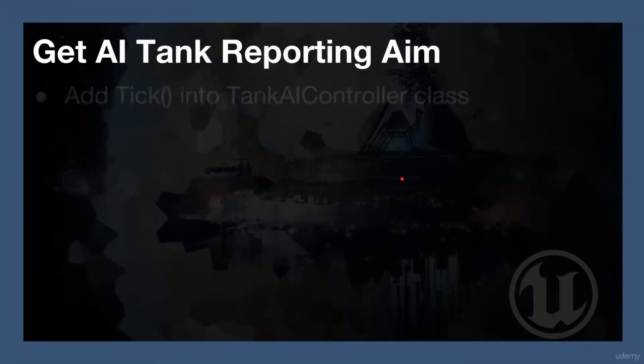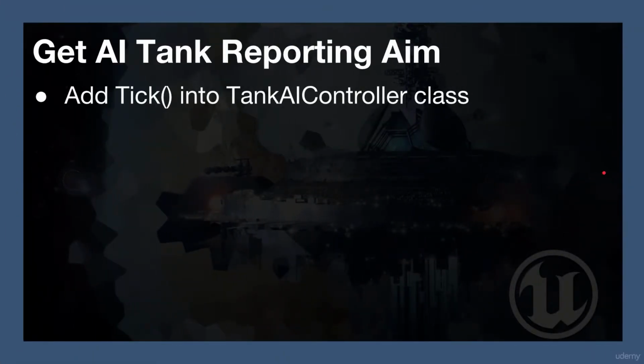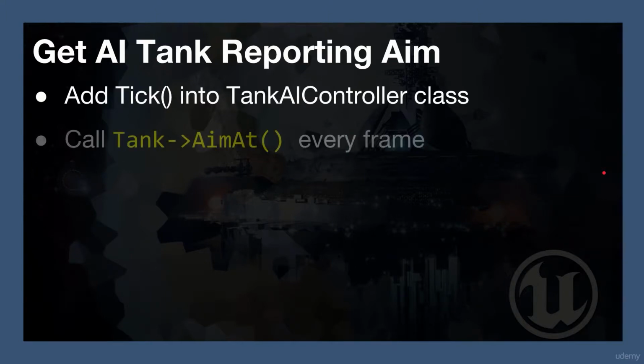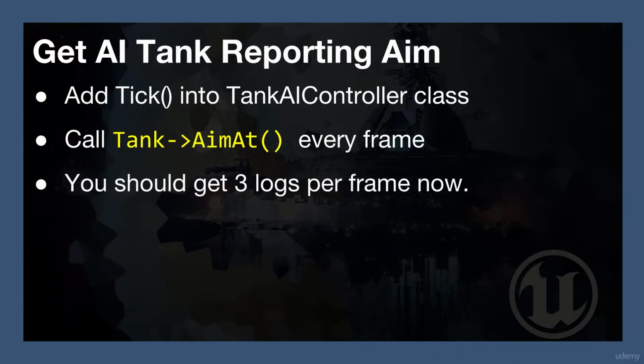I shall formalize it in a challenge slide: add a tick method into the tank AI controller class. You should be able to do that by now. Call tank aim at every single frame. You're going to need to get the player tank as well, and make sure you protect that access, protect the pointer. And you should get 3 logs per frame now. Actually, you should get 4 logs per frame, 3 from the AI and 1 from the player. So go ahead, pause the video and see if you can get that done now.